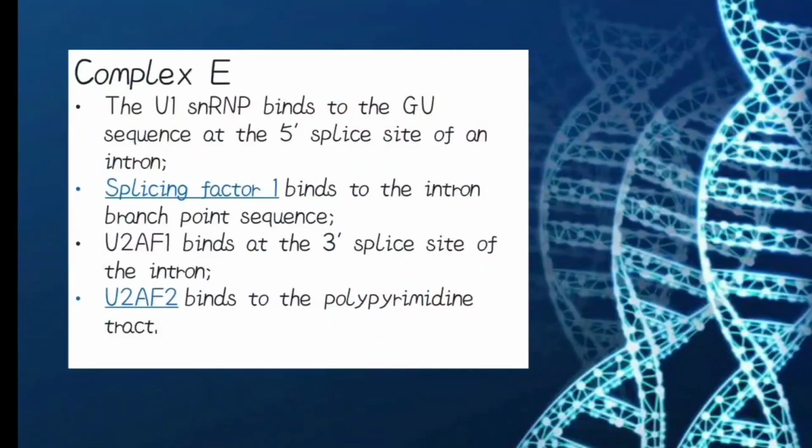In complex E, the U1 snRNP binds to the GU sequence at the 5' splice site of an intron. Splicing factor 1 binds to the intron branch point sequence. Factor U2AF1 binds at the 3' splice site of the intron. Factor U2AF2 binds to the polypyrimidine tract.